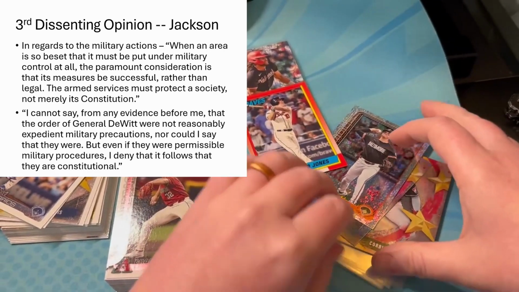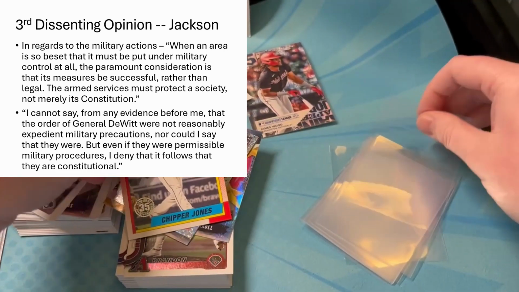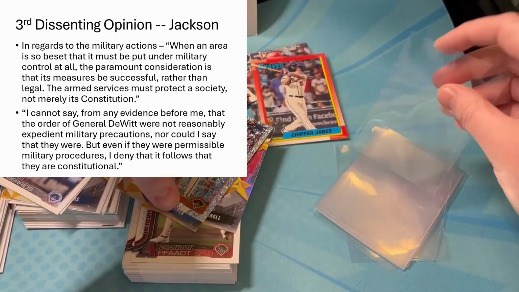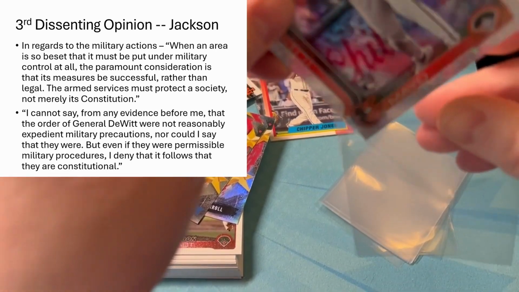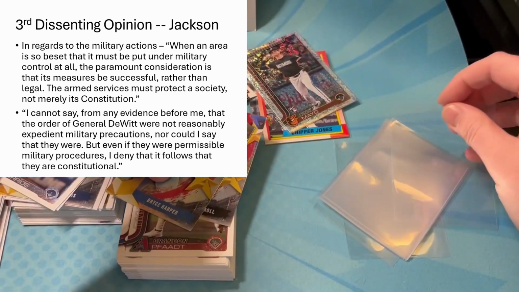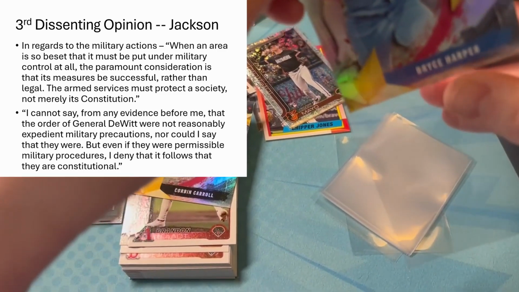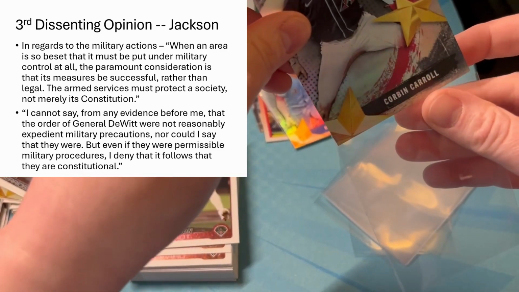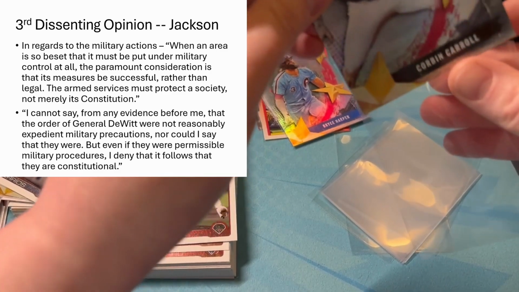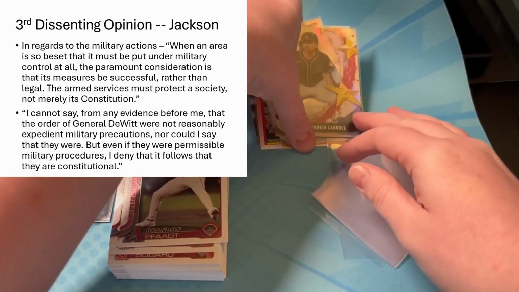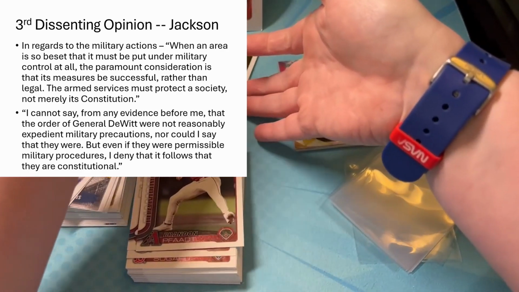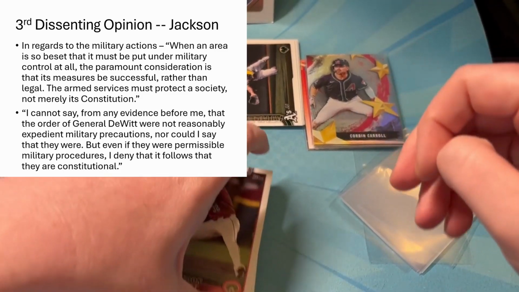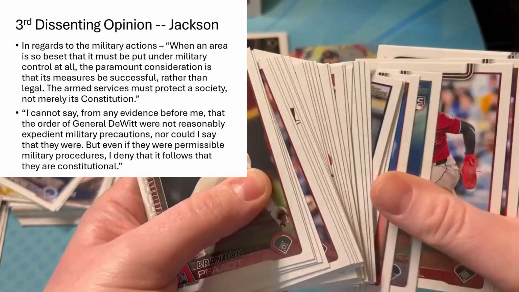Seems relevant. In regards to the military actions, they said, when an area is so beset that it must be put under military control at all, the paramount consideration is that its measures be successful rather than legal. The armed services must protect a society, not merely its constitution. I cannot say, from any evidence before me, that the orders of General DeWitt, the guy who gave the military orders, were not reasonably expedient military precautions, nor could I say that they were. But even if they were permissible military procedures, I deny that it follows that they are constitutional.